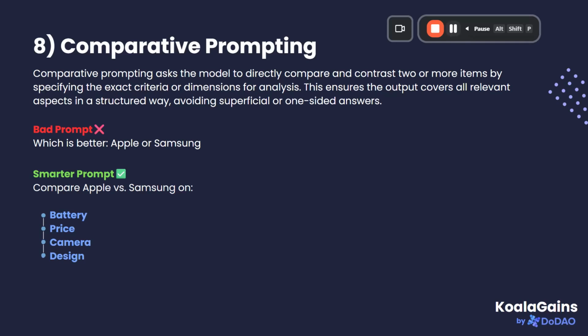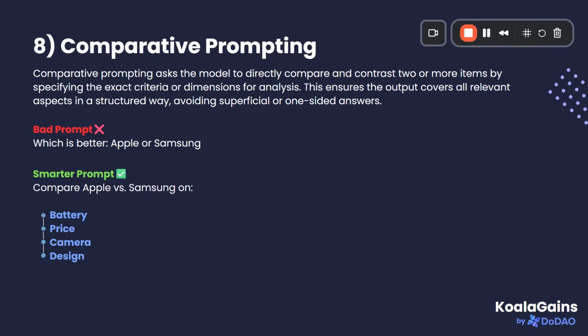The technique that we are going to learn in this video is comparative prompting. It is needed whenever you have to compare two or more things for you. You must be thinking, why would you need such a technique to compare things? You can simply ask LLM to compare things for you. But that is not effective. Let me tell you how.